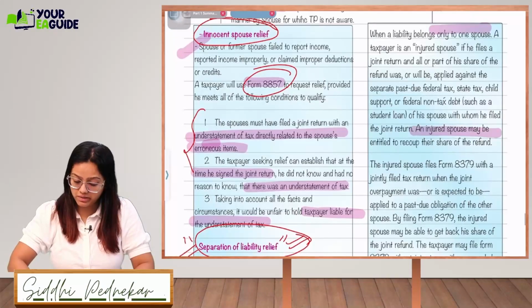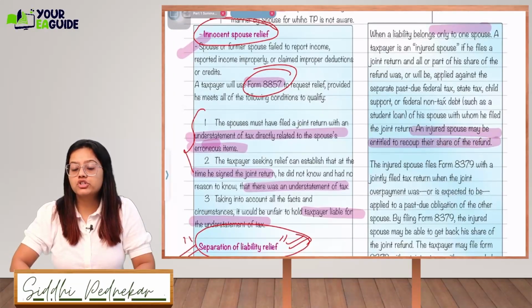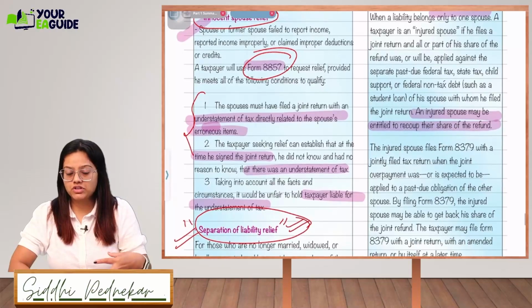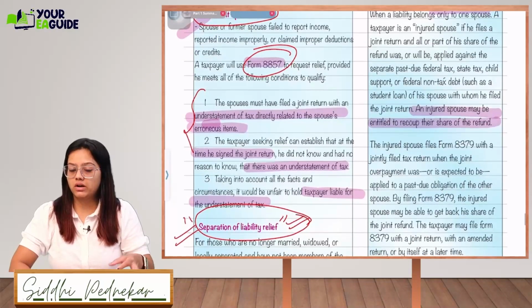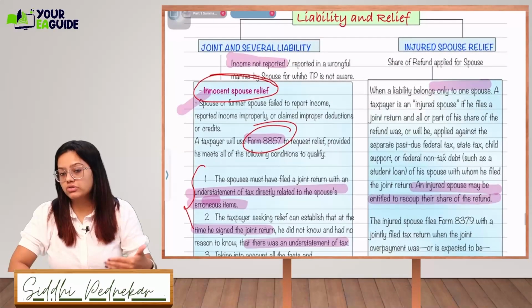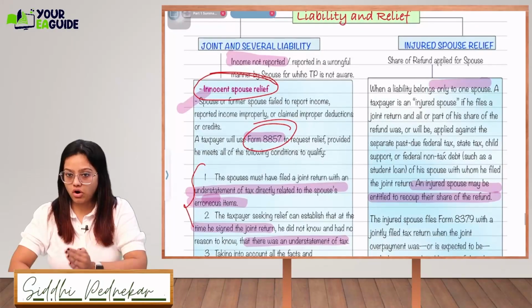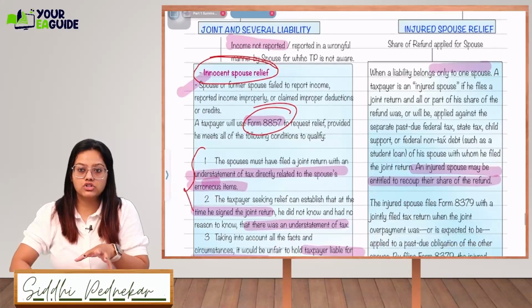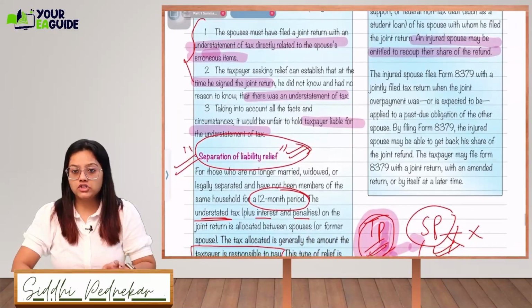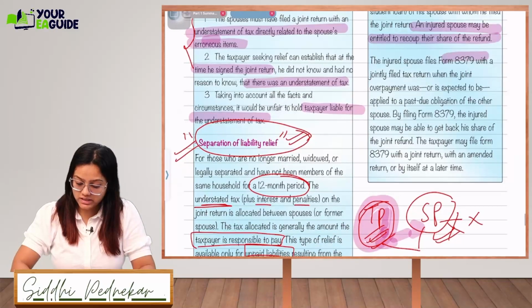An injured spouse may be entitled to recoup their share of refund. If it is applied, what you can do, see, at the time of application of this refund, it is all computer processed. Once you file the return and now you want to take out those refunds and apply it to your liability, then you can go for an injured spouse relief. Okay, you can recoup those share of refund. So injured spouse relief can file a 8379.